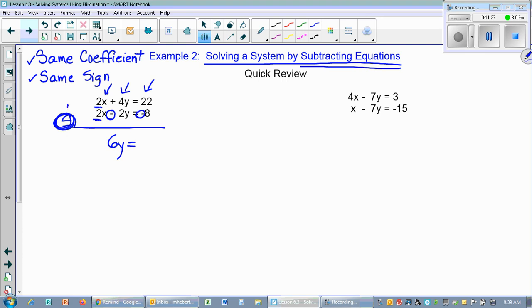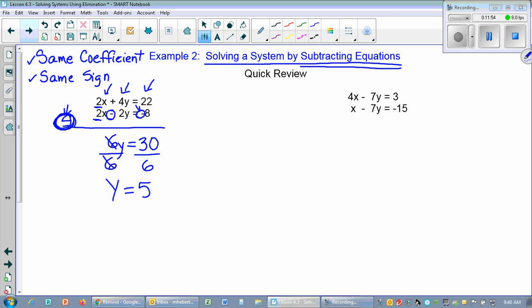Again, we have a minus. So remember, a minus is a, you got it, a positive. So 22 plus 8 is equal to 30. We will now divide on each side to get the y by itself. So we divide each side by 6, which leaves us with 1y, and 30 divided by 6 is 5.